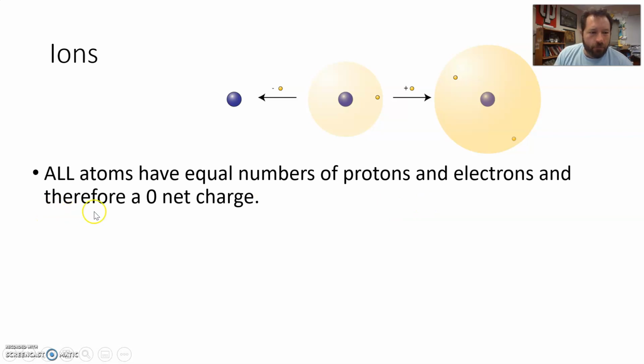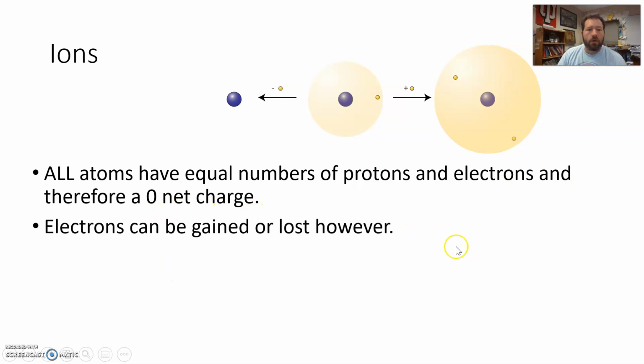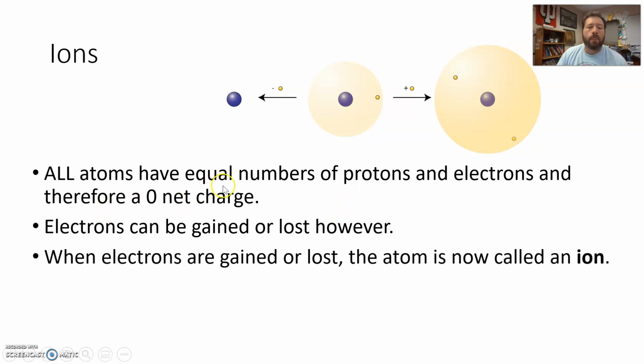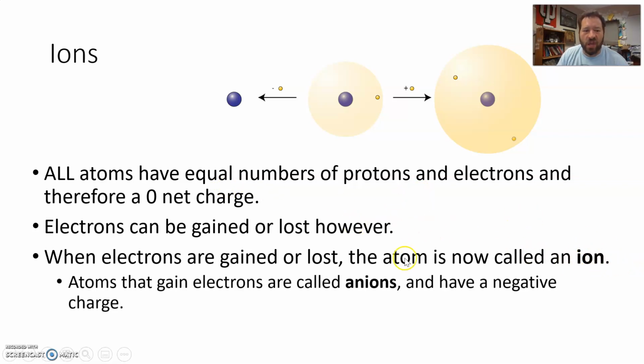All right, very, very important concept here. All atoms have an equal number of protons and electrons, and therefore all atoms have 0 net charge. That doesn't mean electrons can't be gained or lost. They are, often. When electrons are gained or lost, though, we don't call it an atom anymore. We now call it an ion. So an ion is a species that has gained or lost electrons.